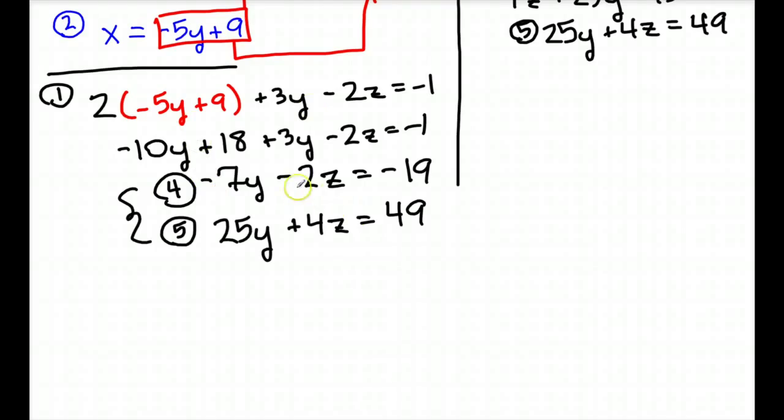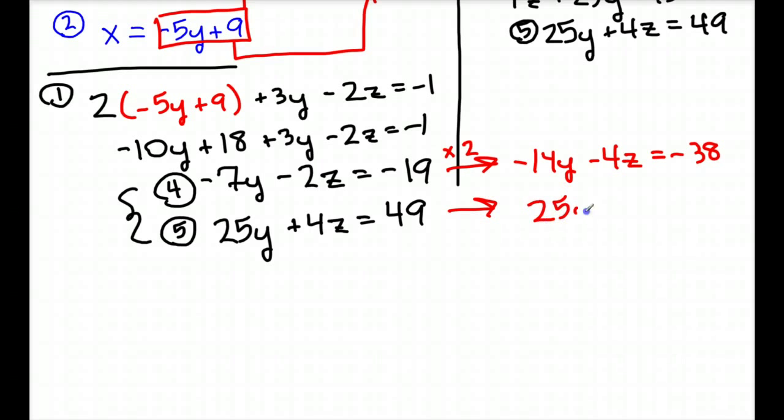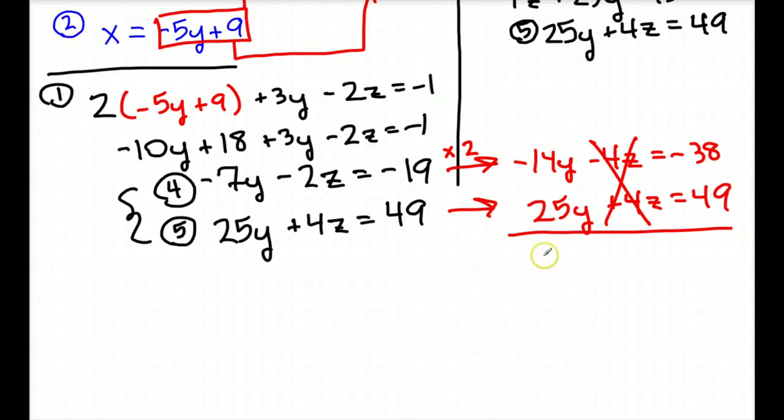What I'm going to do is multiply this top equation by 2 so that I can get a negative 4z here, and then my z's are going to cancel. So when I multiply this by 2, I get negative 14y minus 4z equals negative 38. Bottom equation, I'm going to leave it alone. So 25y plus 4z equals 49. Combine those like terms, your z's are going to go away, and I'm going to get 11y equals 11, so y comes out to be positive 1.